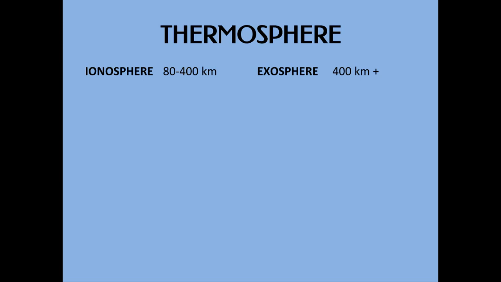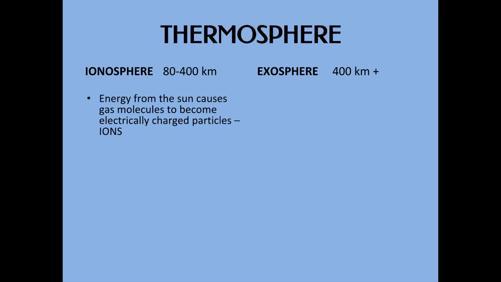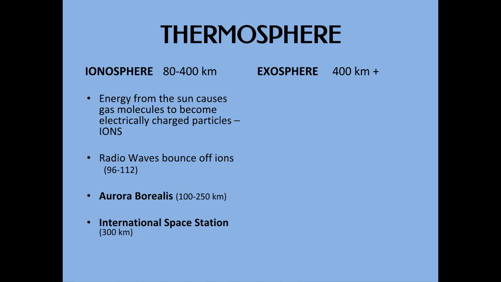Like I said earlier, the thermosphere is split into two parts: the ionosphere, the bottom piece, and the exosphere, the top. In the ionosphere, energy from the sun causes gas molecules to become electrically charged particles, which we call ions. In the ionosphere, radio waves bounce off ions. This is where we'll find the aurora borealis, which we'll take a look at in a minute, also called the northern lights. The International Space Station floats about 300 kilometers above the Earth's surface in the ionosphere.